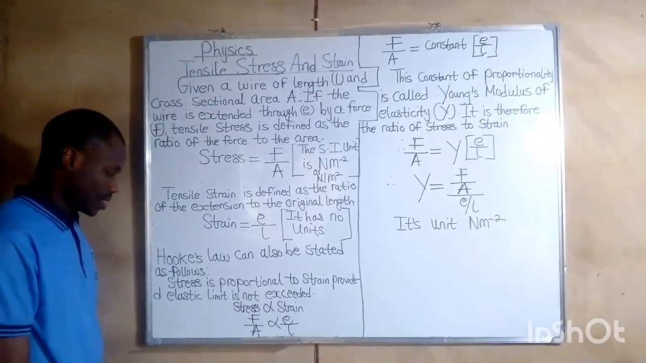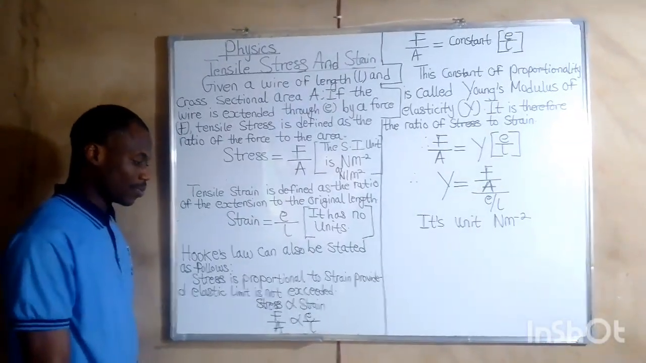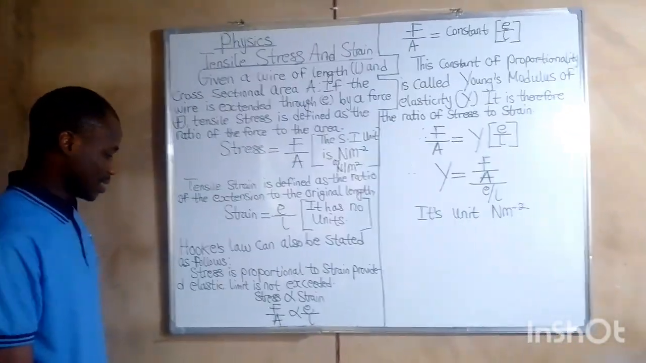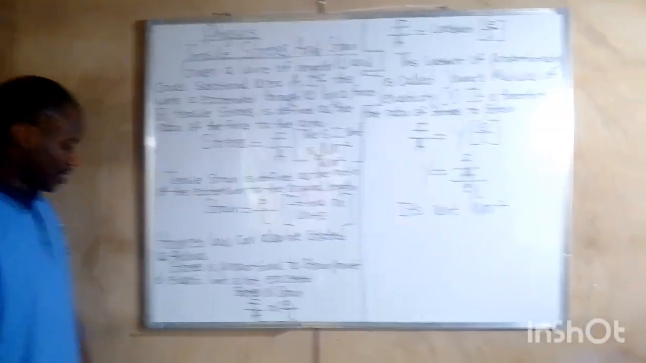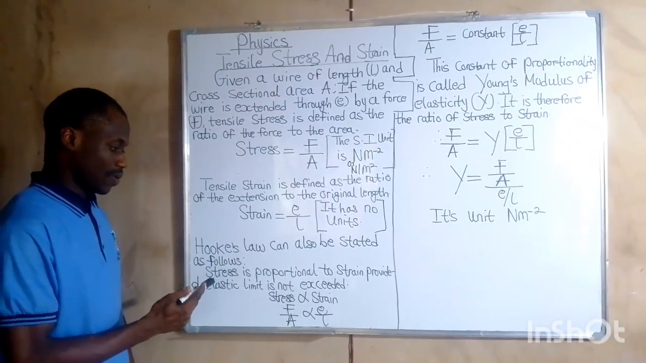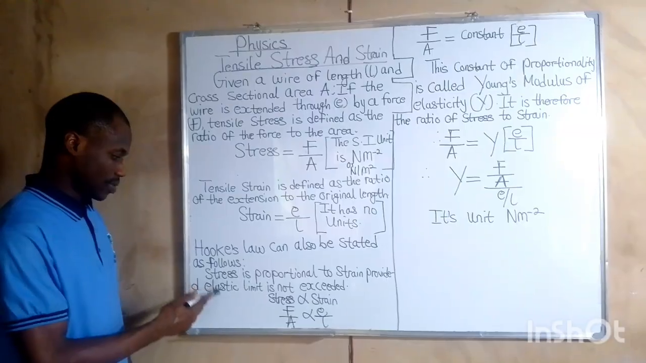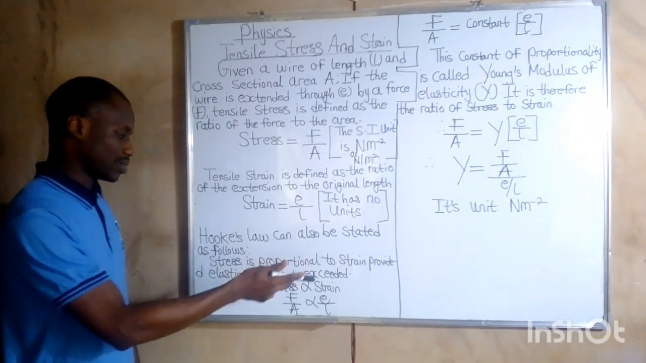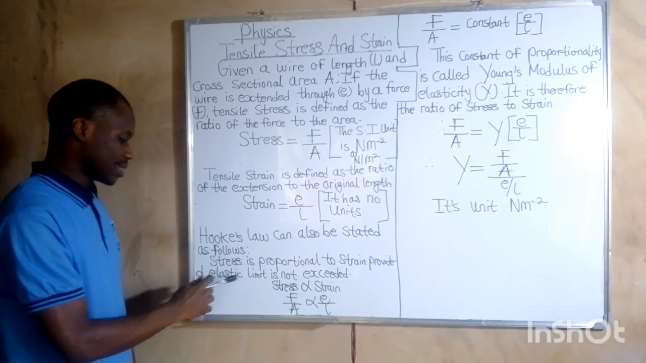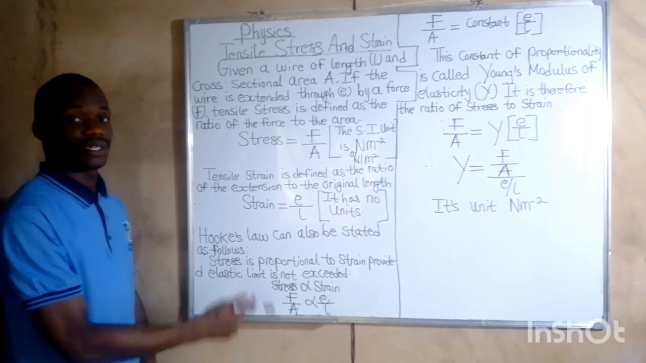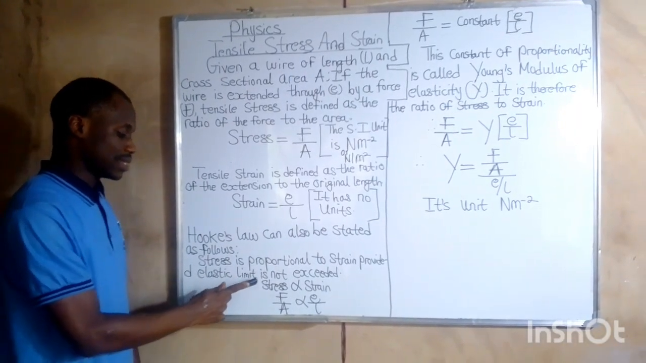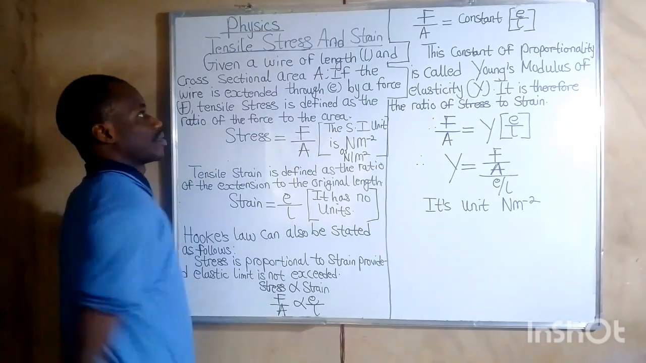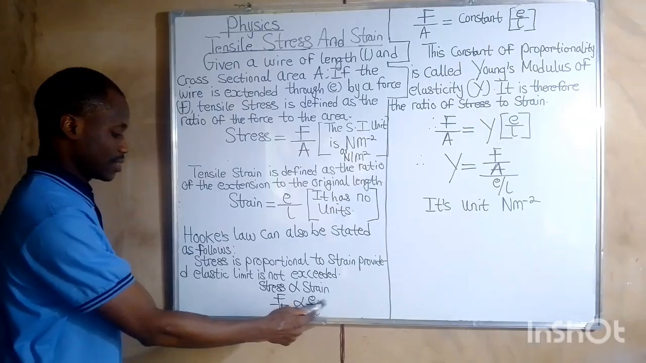Now, this will lead us to what we know as Hooke's law. Hooke's law can also be stated as follows: stress is proportional to strain. Stress is directly proportional to strain, provided the elastic limit is not exceeded.